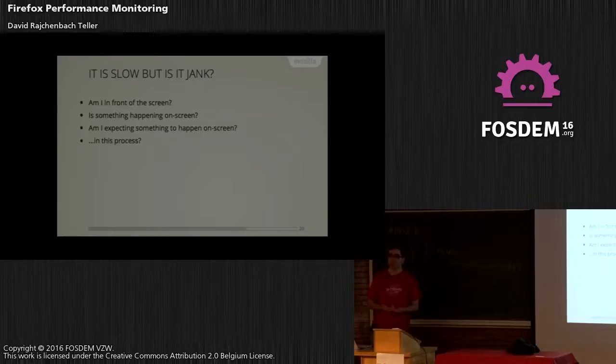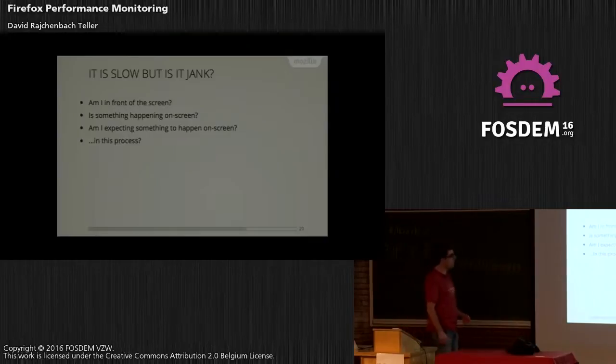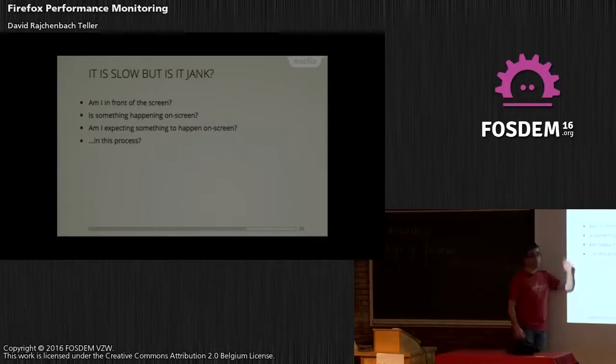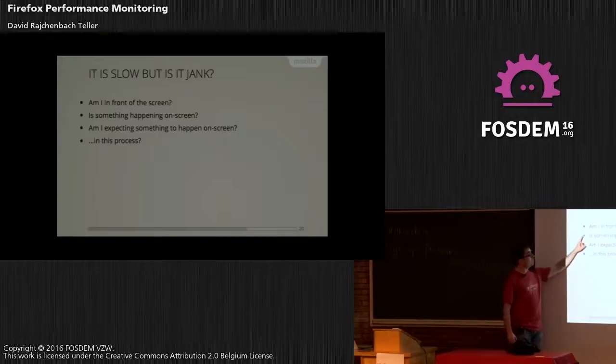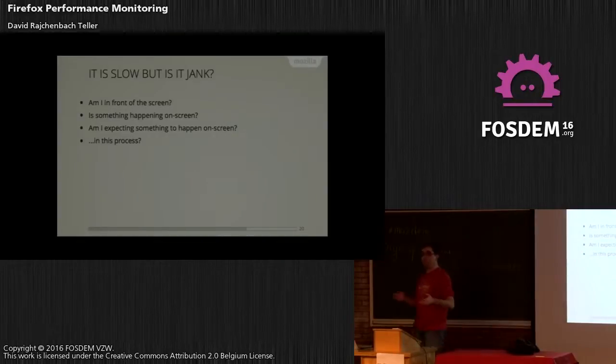So, typical example. Did it slow down when the user was away? Sometimes I went to the bathroom, came back, and told me Firefox is slow. I don't care. I want to do something else. So, if I'm not in front of the screen, get rid of that information. It's not slow if I'm not in front of the screen. It's a false alert.